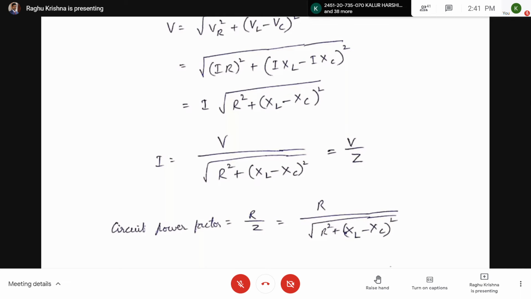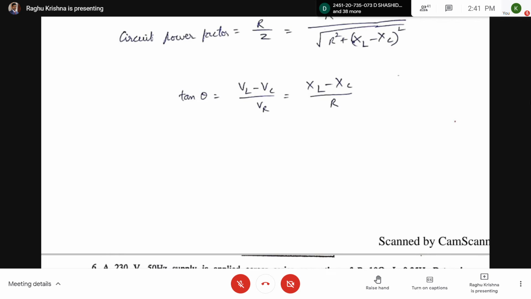So here I equal to V by under root of R square plus XL minus XC whole square. Suppose if XL equal to XC, then I is equal to V by R, you can write. But here, as XL is greater than XC, you are going to get I equal to V by Z. Up to this I covered in the last class. So if I want tan theta, it is given by XL minus XC by R.